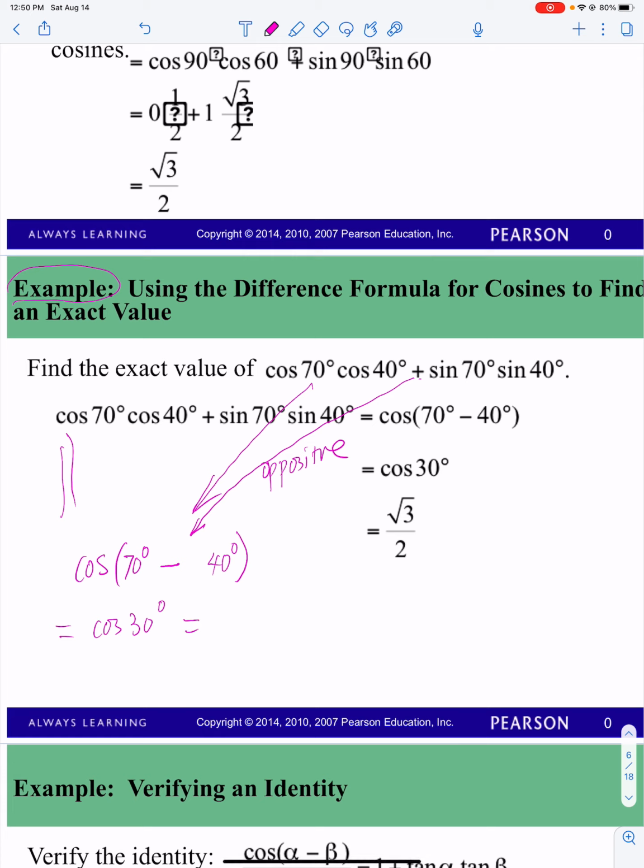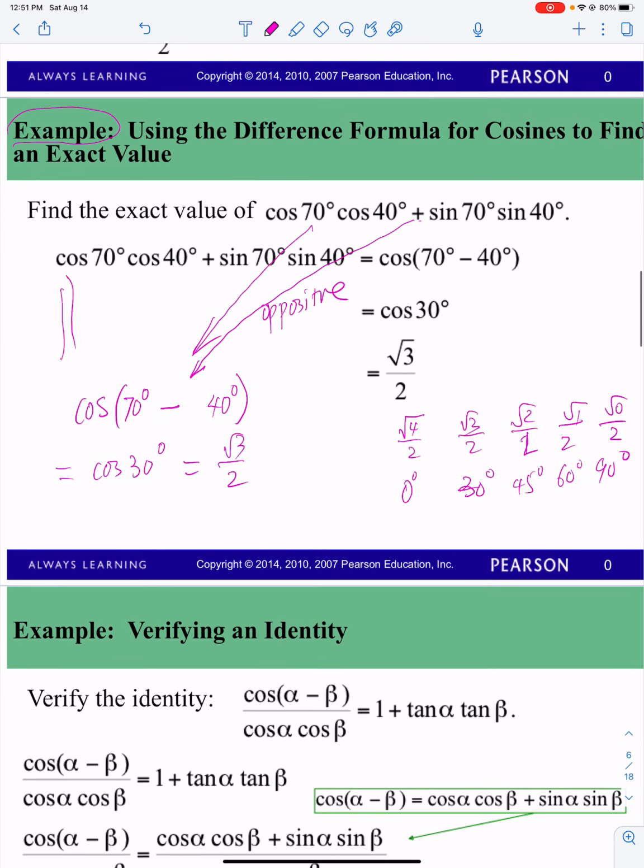What is cosine 30? That's a special angle. Do you remember it's square root of 4, 3, 2, 1, 0, over 2? That goes with 0 degrees, 30, 45, 60, and 90. So cosine 30 is square root of 3 over 2. Keep this in mind: square root of 4, 3, 2, 1, 0, for 0, 30, 45, 60, 90. So you can directly get it.